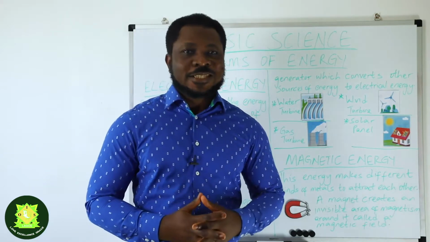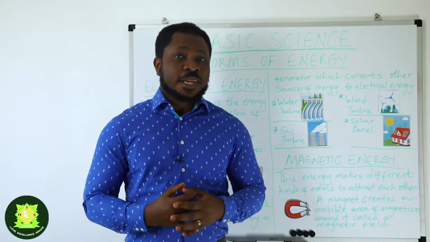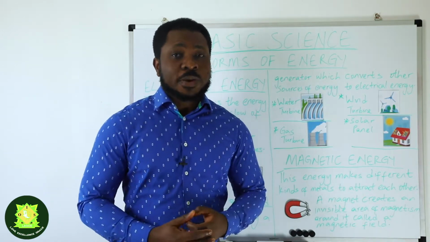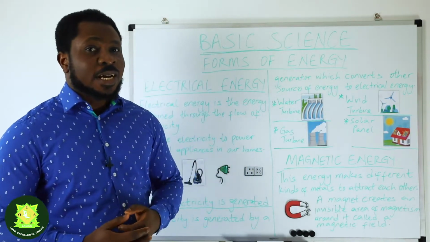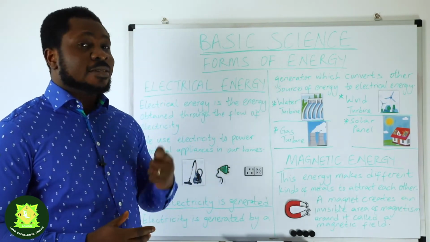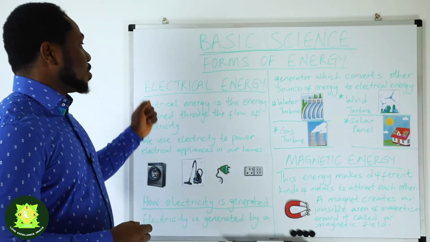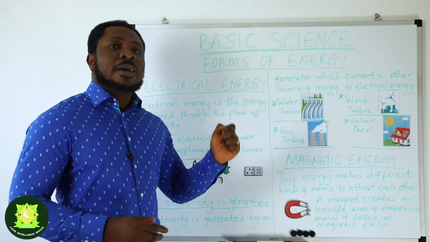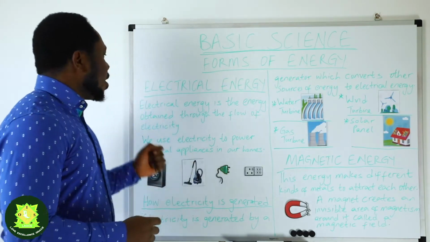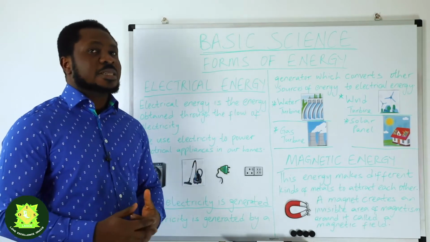In the previous lessons, we've been talking about energy, and we said energy is the ability to do work. We also talked about the different forms of energy, and in the previous lesson we talked about mechanical energy and light energy. Today we will continue with the forms of energy, and we will be talking about electrical energy and magnetic energy.